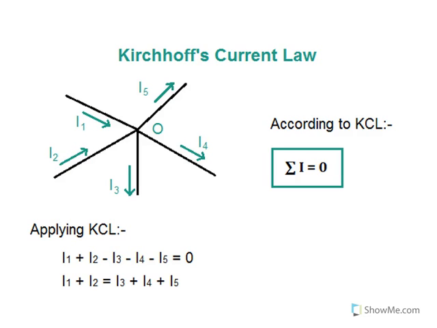You can rearrange the equation, as shown below, to show all of the current into the junction is equal to all the currents out.